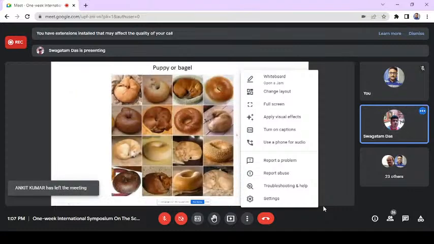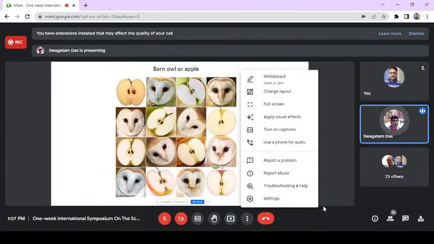Puppy or bagel: you can tell immediately which one is a puppy and which one is a bagel. Barn owl or apple: not only that, you can tell me as a human being, obviously if you are good enough, if you are not drunk, what abstract and higher level features you are drawing your conclusions from. For example, in this case you will say, okay, there is a huge distance between the two eyes of the owl, but the seeds of the apple are very close to each other.